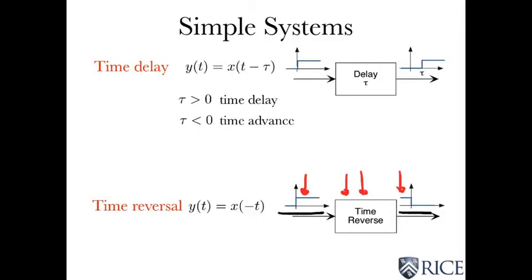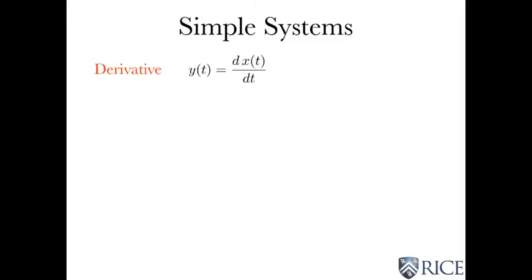So time reverse systems are very weird, very hard to build. However, they have a very simple mathematical description. Not all simple systems can be built. Well, let's talk about some systems that are maybe not so simple, but easy to understand. And that's the derivative system. So what this system does is simply take the input and evaluate its derivative, and that produces the output. So easy to understand, and actually derivative systems are easy to build.